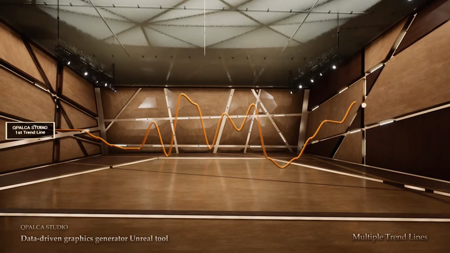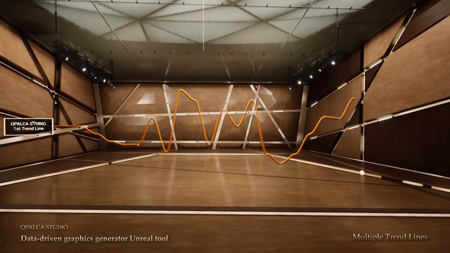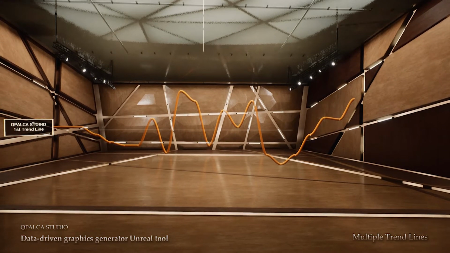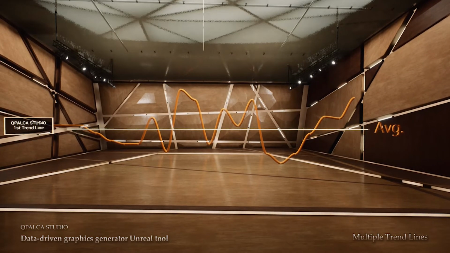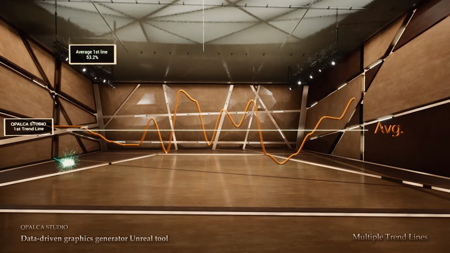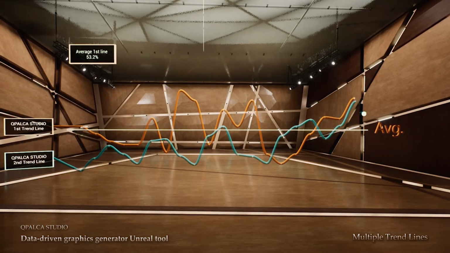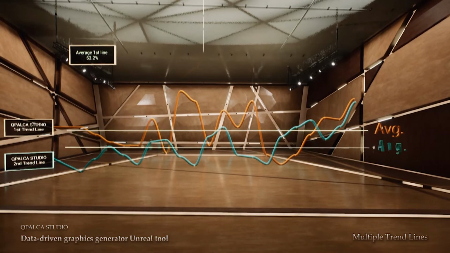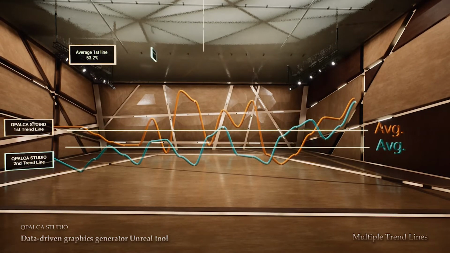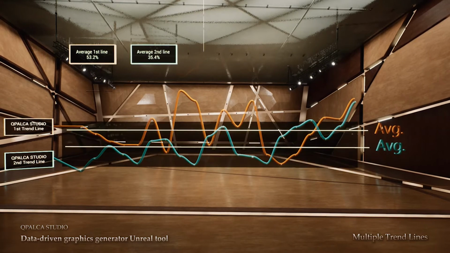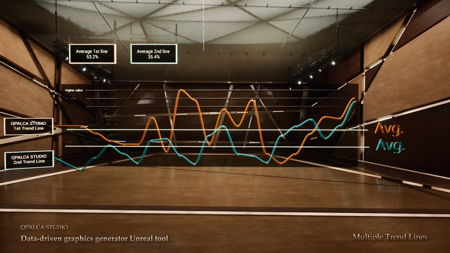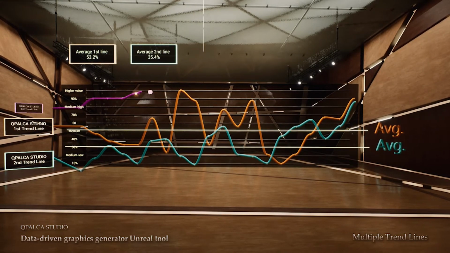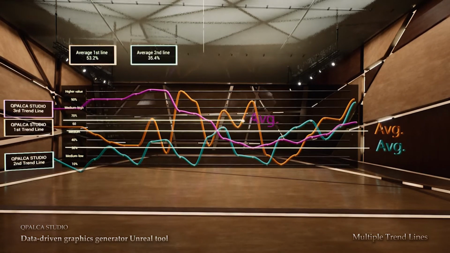In this iteration, the graphics generator tool is set to spawn different trend lines, each line with a different material to easily differentiate them. In the same way, each average line and panel displays a distinctive material to compare their values. As we can see in the back of the graphic, the panels of the reference lines can display either a value or a customized text.